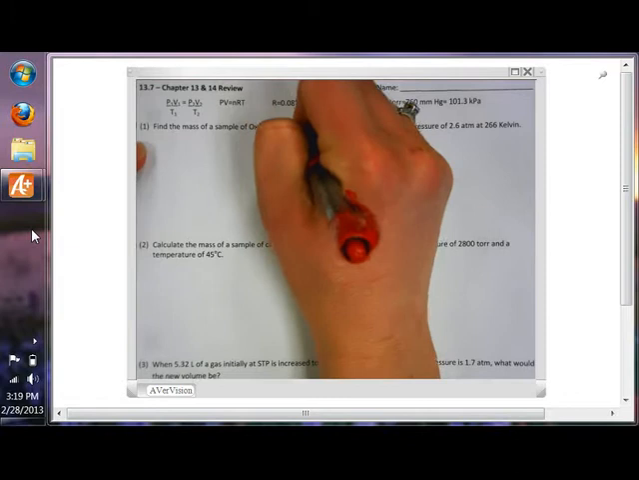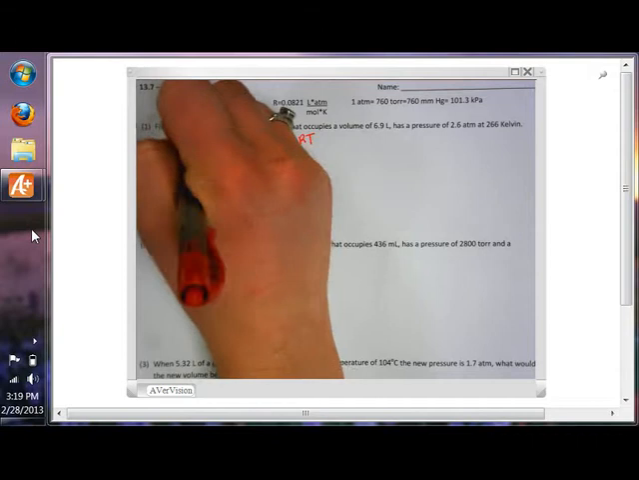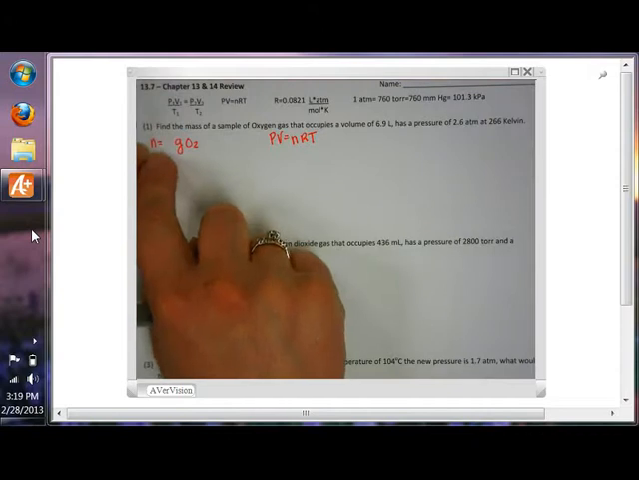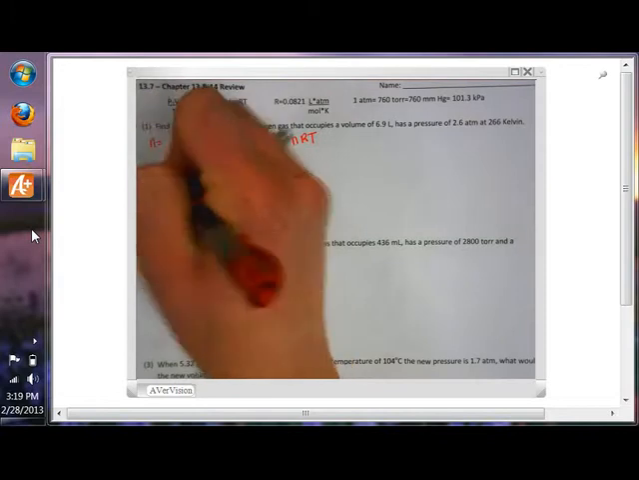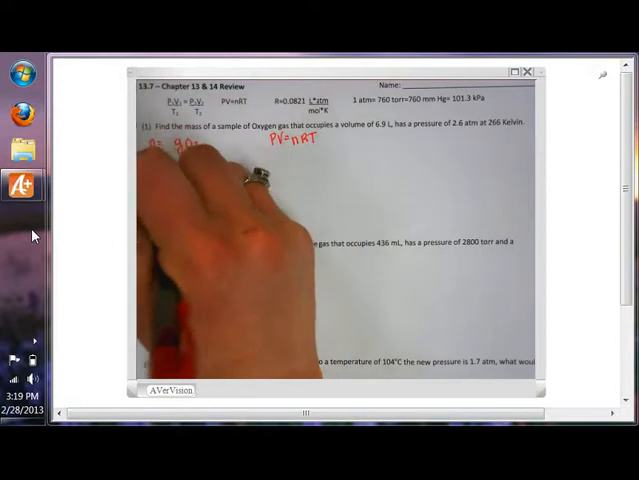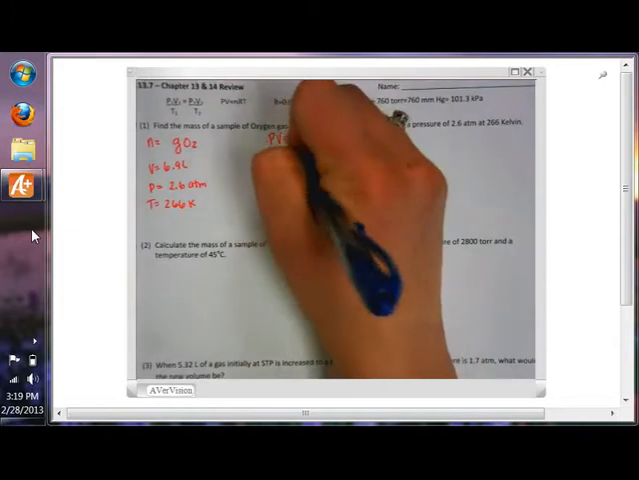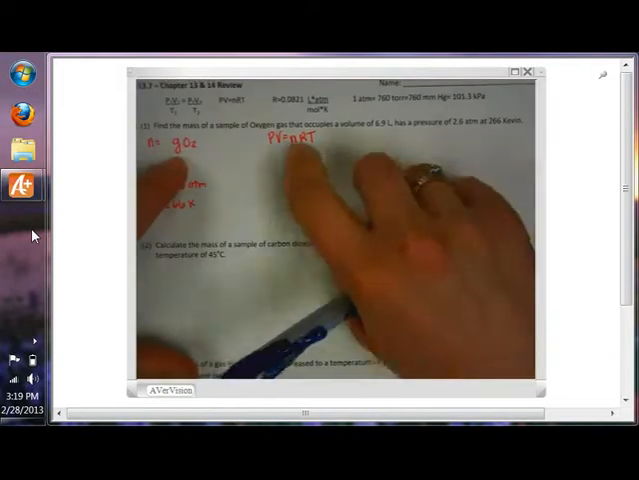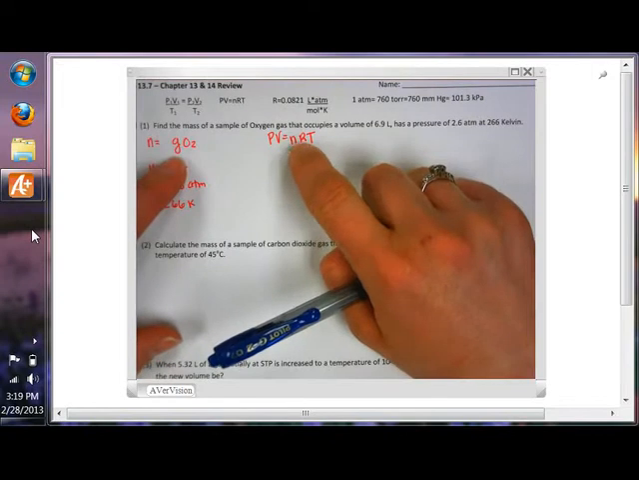So they want the mass of oxygen, and that's not exactly n, but it is close to n. That occupies this volume, so V equals 6.9 liters, and it has a pressure of 2.6 atm and a temperature of 266 Kelvin. So remembering that n is moles, they want us to solve for grams, which I can't do directly, but what I can do is solve for moles and then convert to grams.